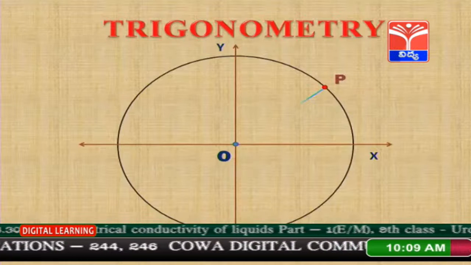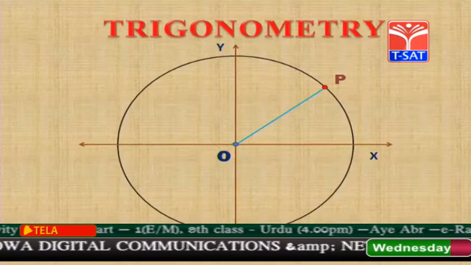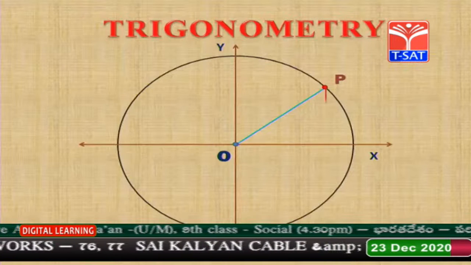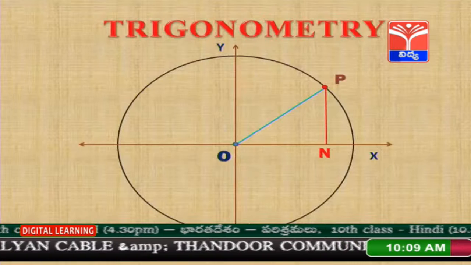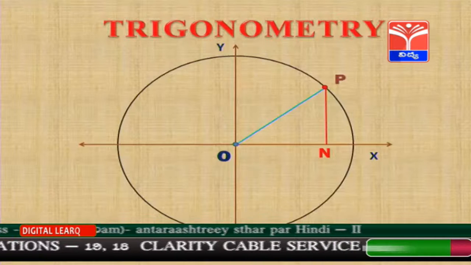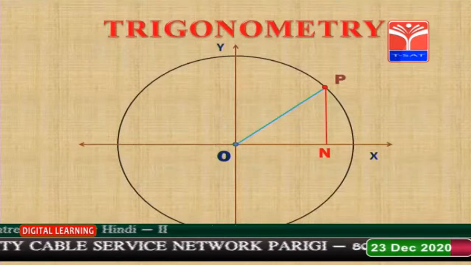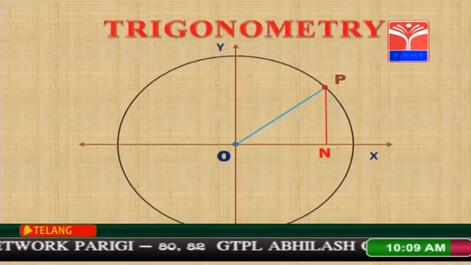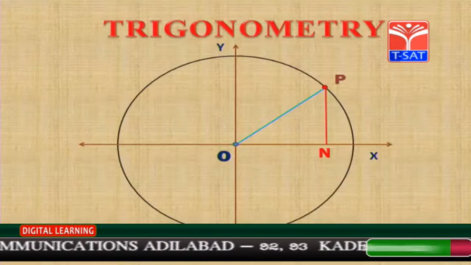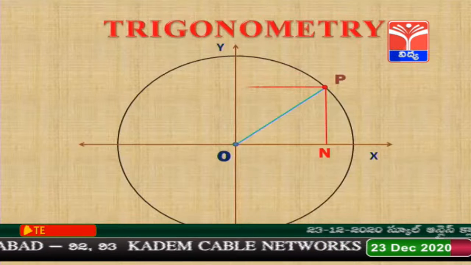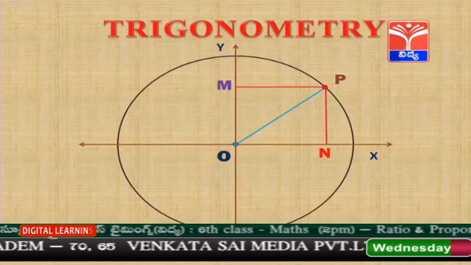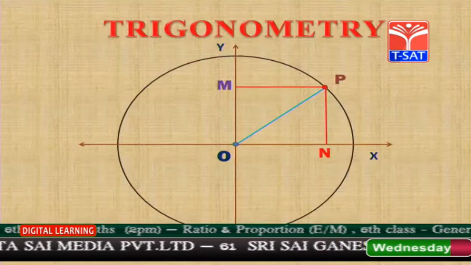Now, when I join O and P, you will be able to find it is making some angle with the positive x axis in the anti-clockwise direction. Just now we have dropped a vertical, or perpendicular line, which we can call a normal, drawn from P onto the x axis. It is Pn, which is touching the x axis at n. Similarly, I am going to draw a normal to the y axis from P, which is going to touch the y axis at m. Then Pm is the distance from the y axis, Pn is the distance from the x axis.